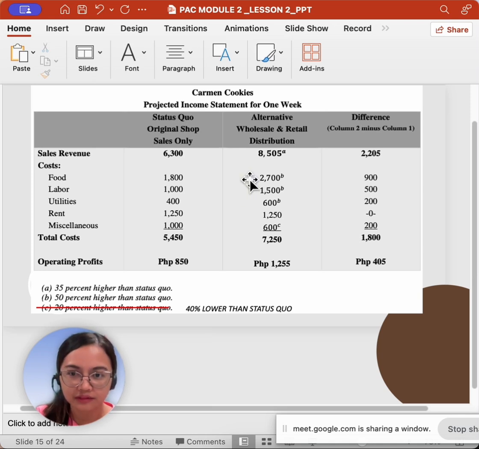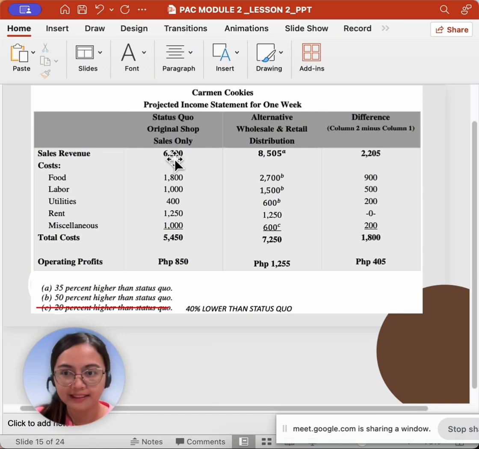Then for the alternative, it is 2,700 plus 1,500 plus 600 plus 1,250 plus 600 pesos. So, a total of 7,250 pesos. Now, the difference would be 1,800. You just minus the 5,450 and the 7,250. So, that's the difference.